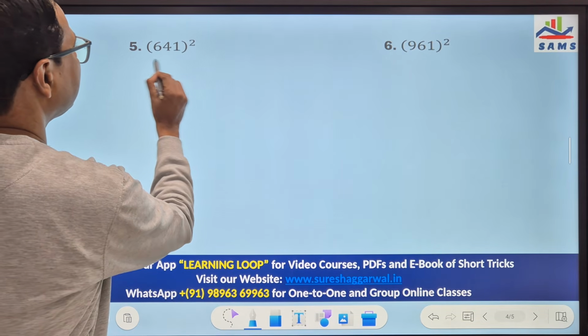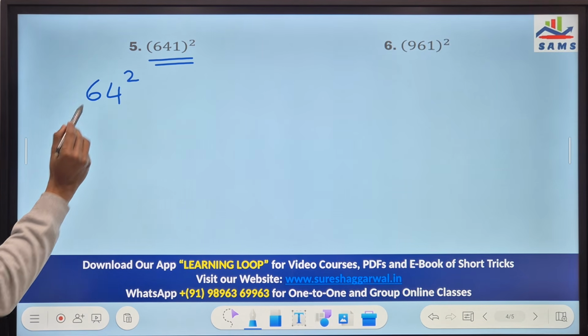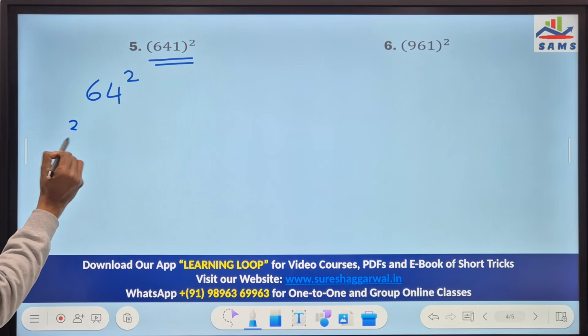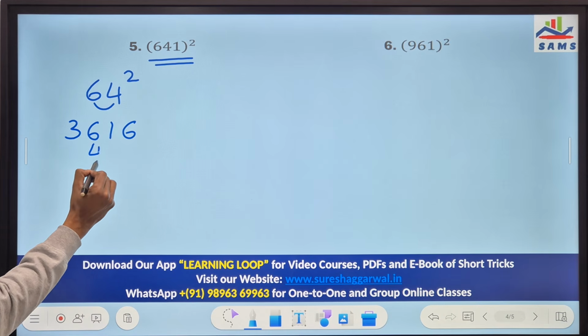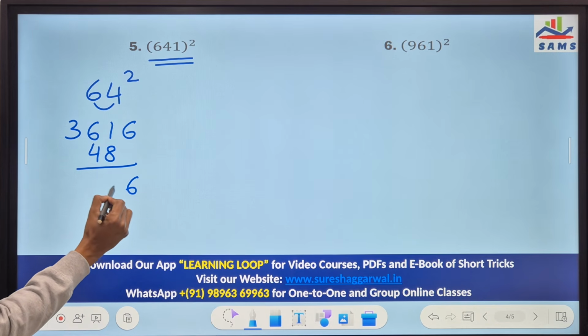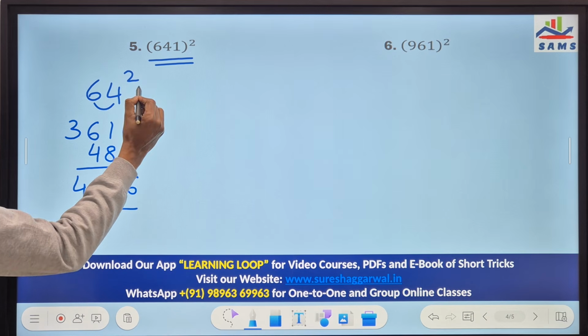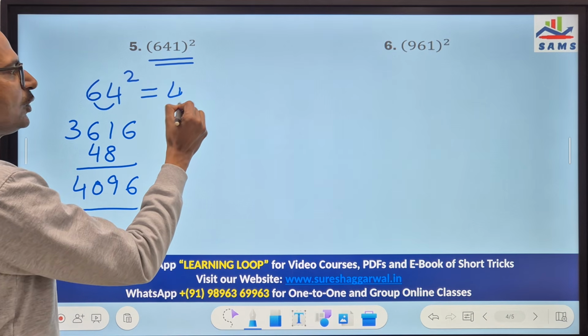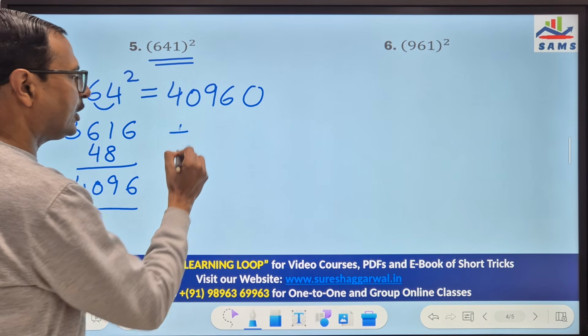So 641 square. So I need a 64 square. For that I will do 6 square 36, 4 square 16, 6 4s are 24, double 48. This is 6, this is 9, this is 0, this is 4. 4096 is the square of 64. So this becomes 4096. Then put a 0 and add what?